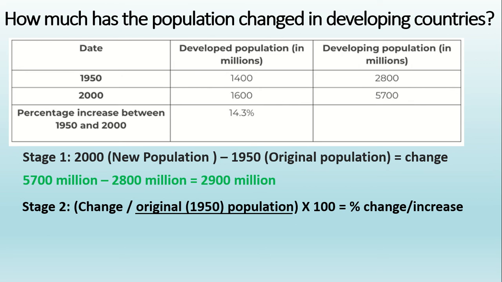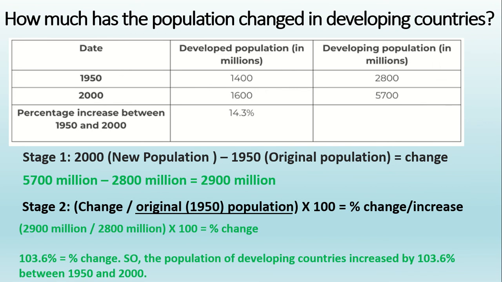Okay, you should have done that sum. You should have divided the change, 2,900, by the original population, which is 2,800. Then you should have times it by 100 to get your population change. The correct answer was 103.6%. I've just rounded it to one decimal place there. So what does that mean? It means that the population of developing countries increased by 103.6%. I've rounded it up to 104 here, between 1950 and 2000.